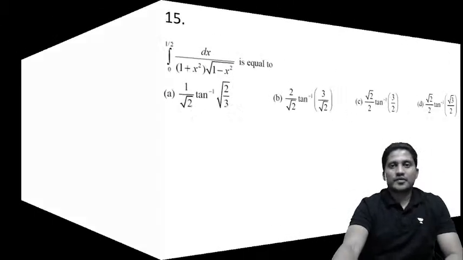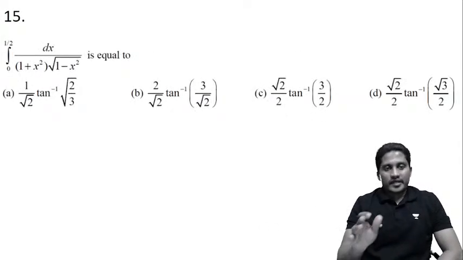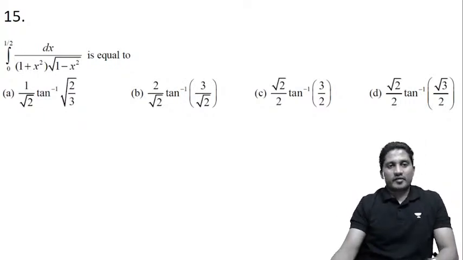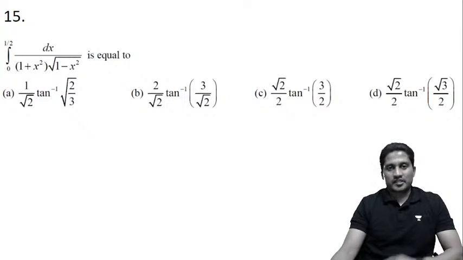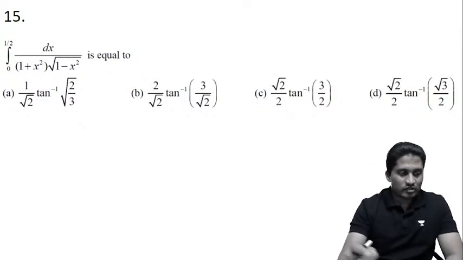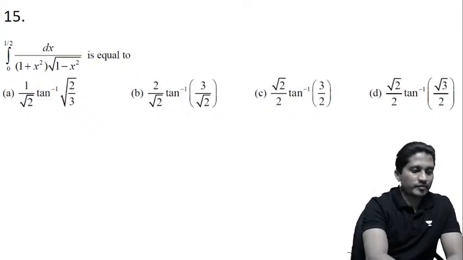Let's move to the next question. Again, this was asked in the 18 paper. Integral from 0 to half of dx divided by (1 plus x^2) into root of (1 minus x^2). Again, you can't apply any shortcut for this. There's no shortcut to this. You have to do the problem in a regular way.